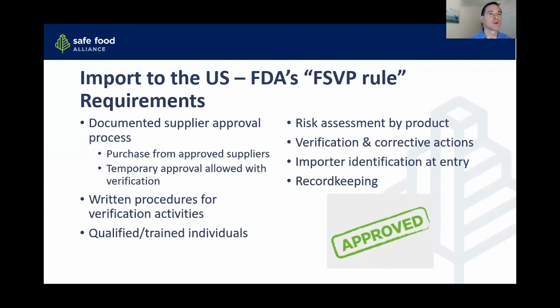So any of you that are importing, I'm sure have dealt with this. We need to have a documented supplier approval process. So we're purchasing from approved suppliers. There is an allowance for temporary approval of suppliers, but you've got to have some measures in place to make sure you're getting what you expect. We have to have written procedures for verification activities on these things as well. So what are we doing to verify what we're receiving, right?